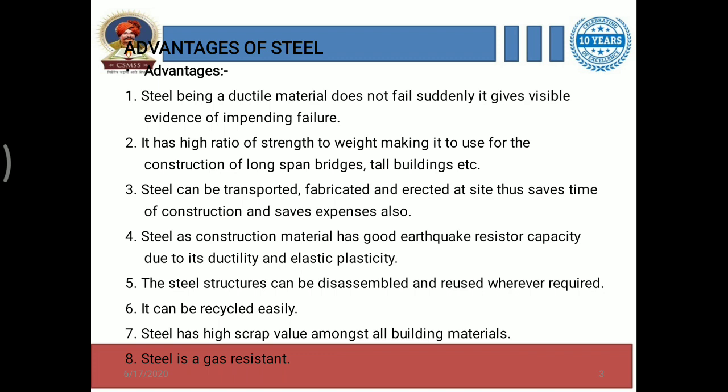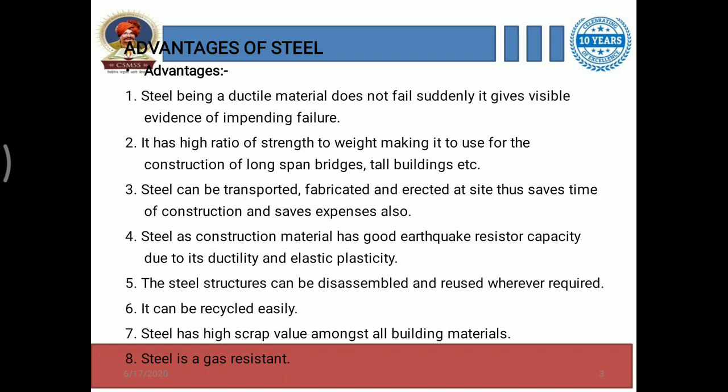Let's see. Steel is a ductile material. Steel has a very high ductility property. As it is a ductile material, it does not fail suddenly. It gives visible evidence of impending failure.